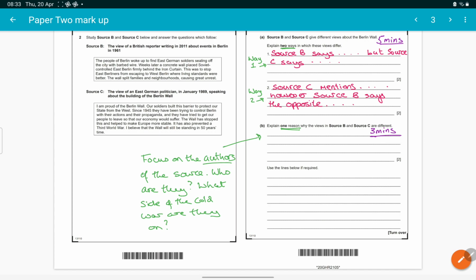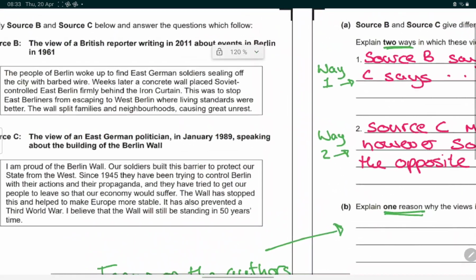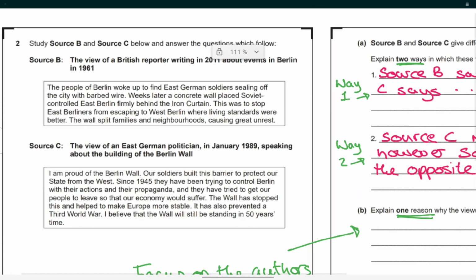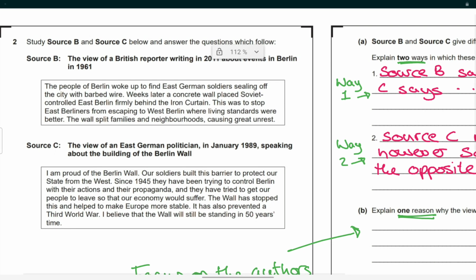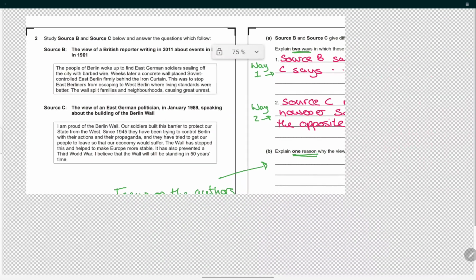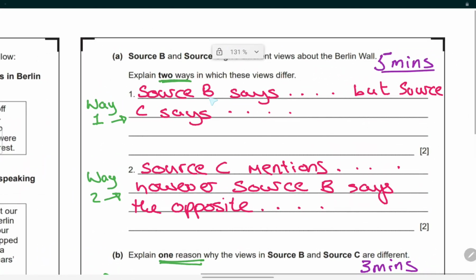In question 2, it's where you have to compare 2 sources. You're given 2 primary sources, or 2 sources from the time talking about an event, and then you're given the question, explain 2 ways in which these sources differ. You've got 5 minutes for that. And you've got to do it 2 ways. Remember, lots of people made the mistake of only comparing it once.